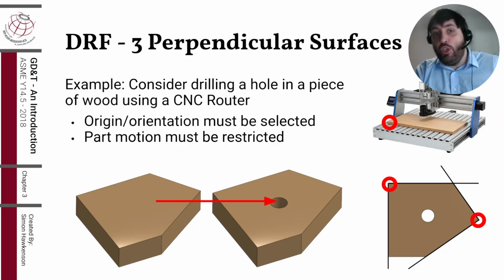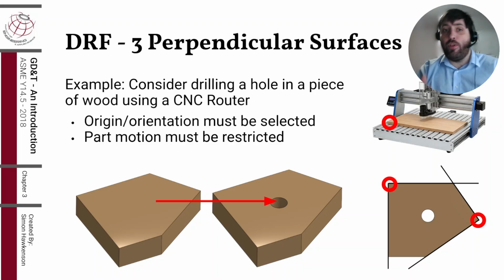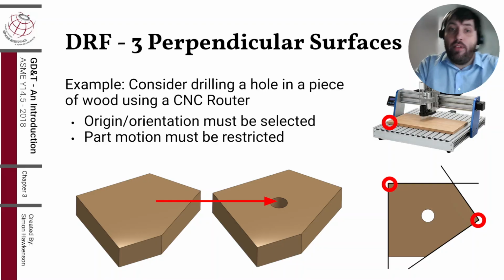Well, if you've ever used a CNC router before, you know that you first have to select your part orientation. So what orientation are you going to put the part in the router? And so that means picking the direction you want to put the part in the machine. The bottom left corner of your part is usually the origin, so circled in red here. And it helps to select a corner that is a right angle.